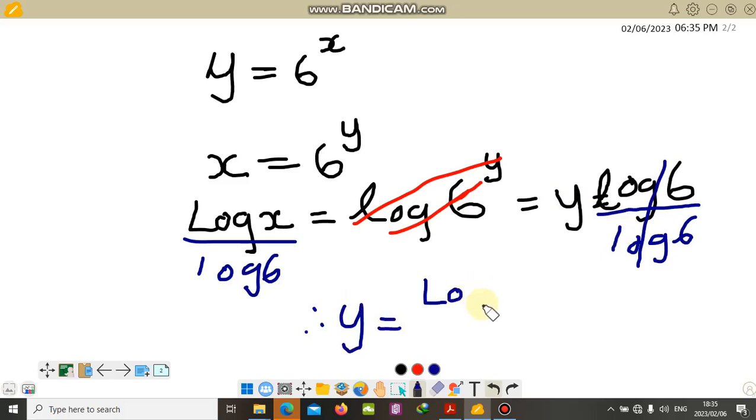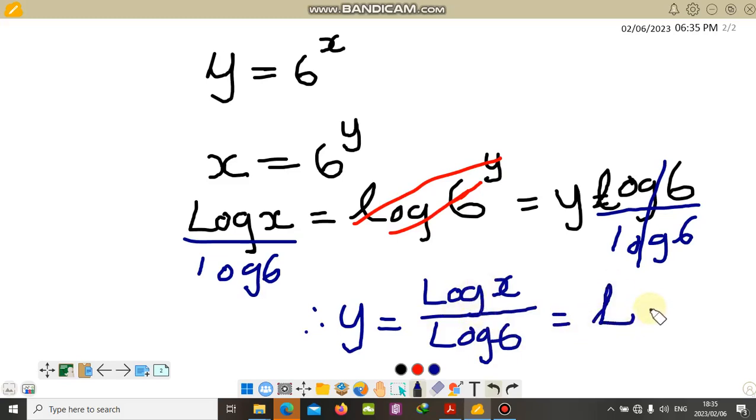log x over log 6, guys. Y is equals to log x over log 6, which is also equal to, remember, there's a rule for this. I think it's rule 5. When you have this, you are allowed to write it as log of x base 6. So y equals this, or y equals that, is the same thing.